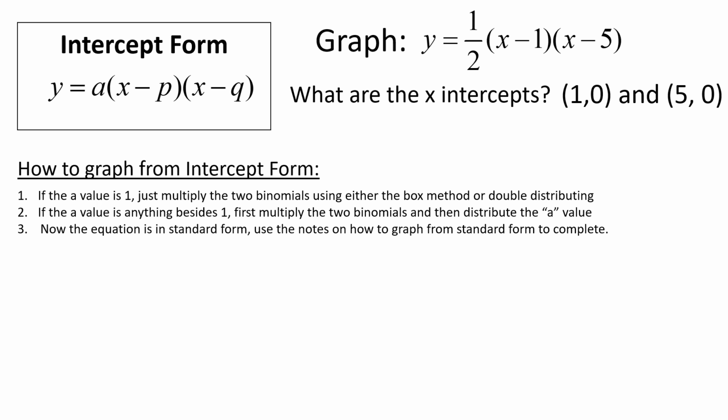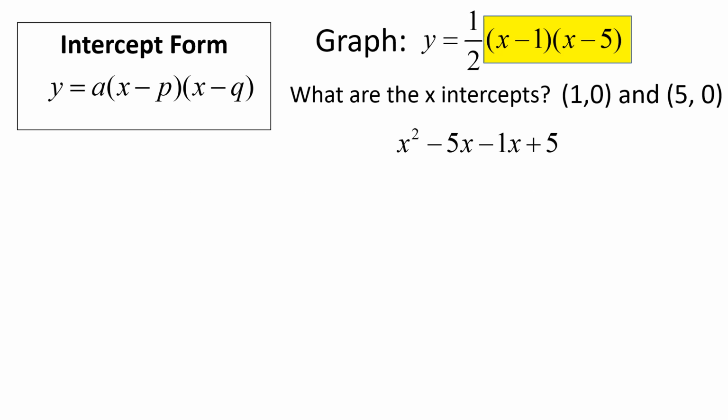So let's go ahead and do this. So this is the binomial, so I'm going to go ahead and multiply those two together. You can use the box method or the rainbow method or double distributing, whatever you want to call it. I'll have x times x, which is x squared, x times negative 5, which is negative 5x, negative 1 times x, which is negative 1x, and negative 1 times negative 5, which is a positive 5. Those middle terms will always be like terms, so negative 5x minus 1x is a negative 6x.